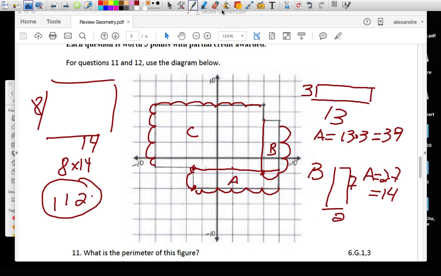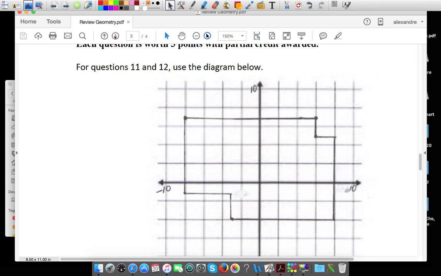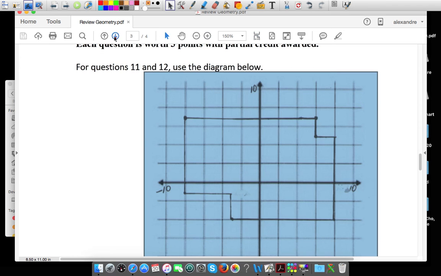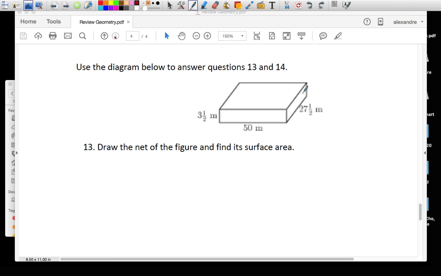Okay. I think we have one more question. Last question is, where is it? Why is it not there? Okay, so the last question is to draw the net of the figure and find surface area. Okay, so we're gonna try the surface area.